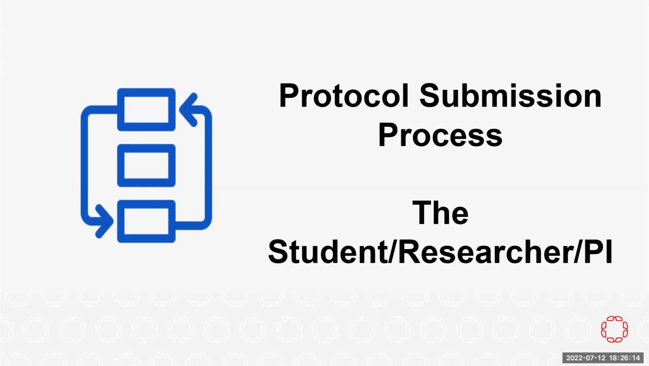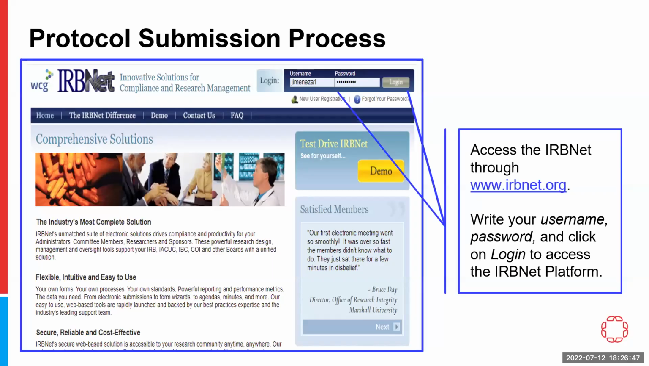Let's get started with the submission process. This is very important for you to know and to understand, because the student, the researcher, is going to be the first one submitting documents through the platform. If something is missing or not correctly uploaded, it will be a very difficult process to fix that. So for the student, first thing, access the IRB net platform.